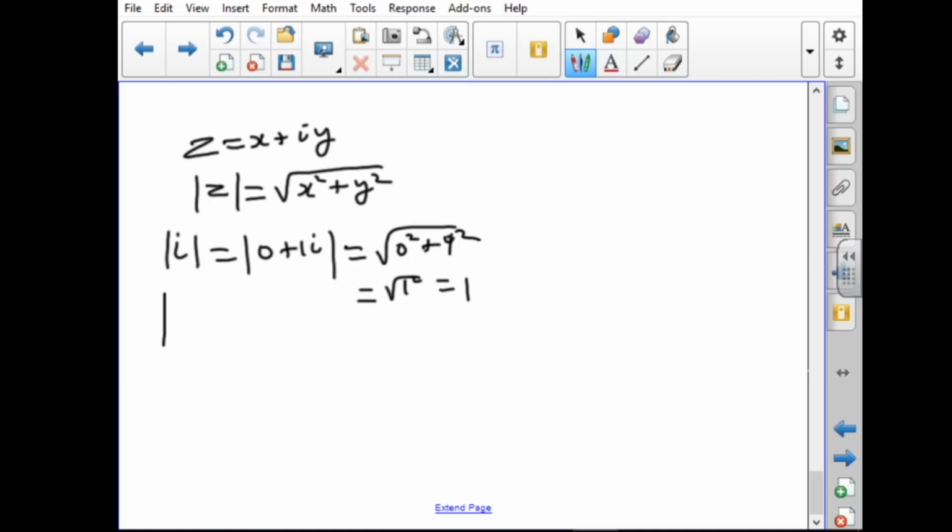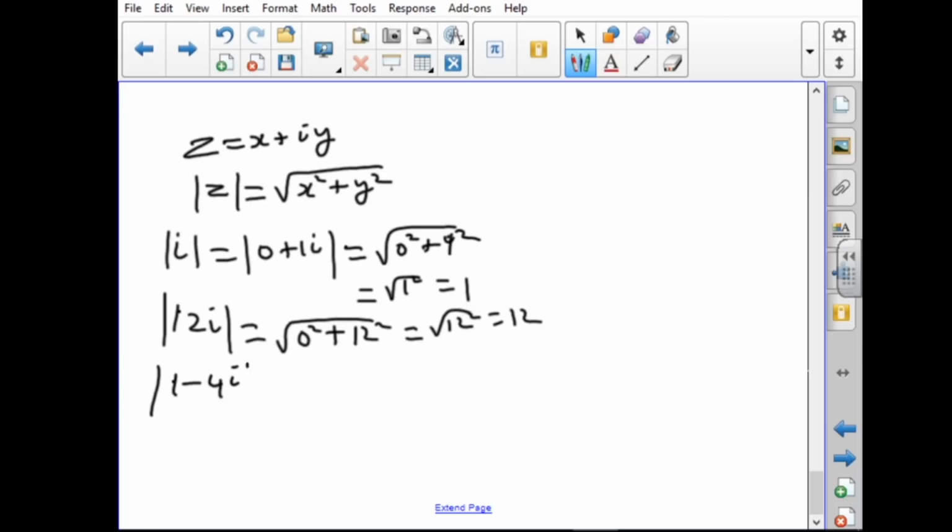So similarly, we'll take 12i. So what is modulus of 12i? It is equal to root of 0 square plus 12 square. So it is equal to root of 12 square, which is equal to 12. Then consider 1 minus 4i. So what is this? Root of 1 square plus minus 4 the whole square. So this is x square and this is y square. So it is equal to root of 1 plus 16, which gives you root 17.